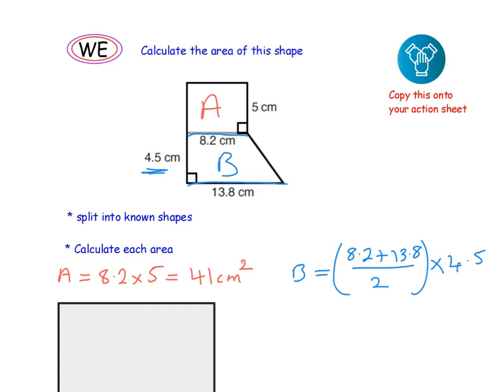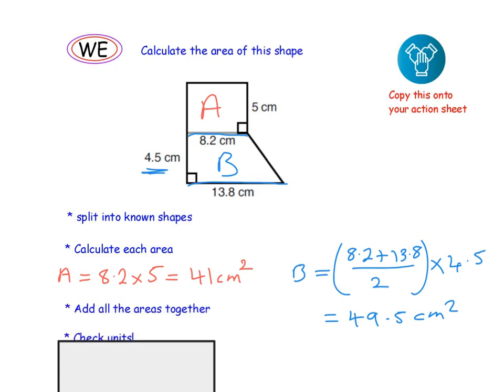Okay, reach for the calculator time. 8.2 plus 13.8, rather nicely, that's 22. Now I'm going to press the divide sign. Divide that number by 2, we get 11, times it by 4.5. Calculator does all the dirty work for us. That area is 49.5 centimetres squared.